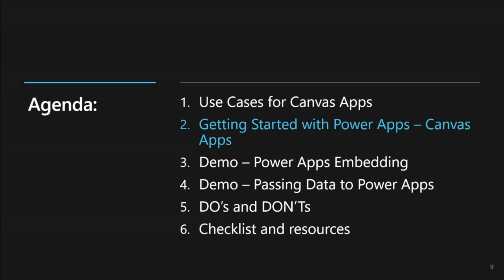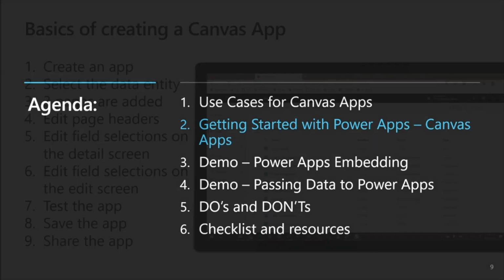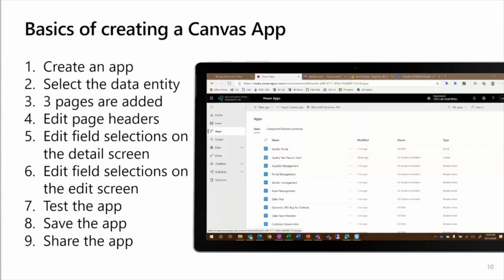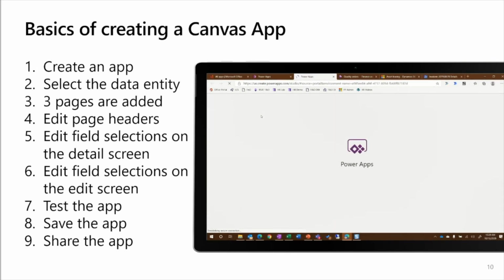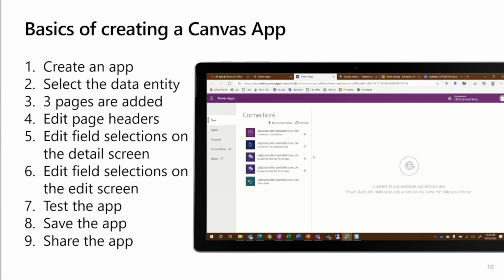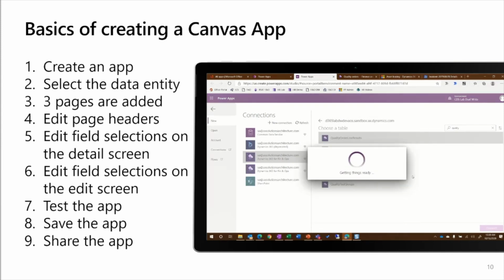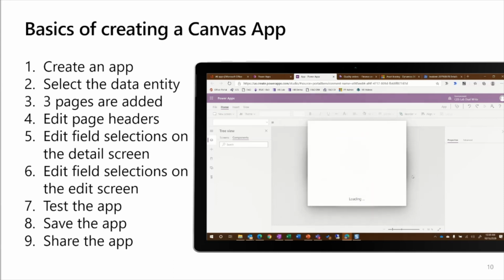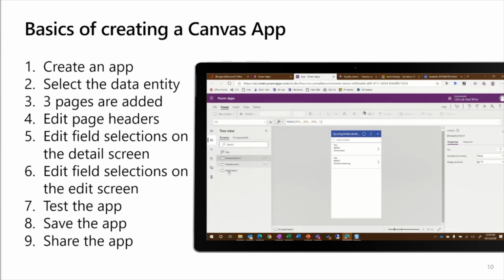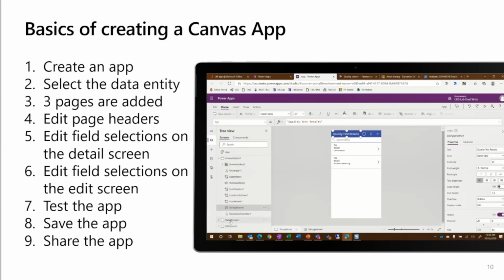So I want to dive into the aspects of how to get started with Power Apps. If you've never built a Canvas app before, it's a pretty simple process, and I'm going to start with a very simple demonstration. So I'm here in the Maker portal, and to create that app, you're going to click on New App. Then you need to choose a template. So in my case, I'm just choosing that I want to start from blank, and I'm selecting the environment and the data source. So for my example, I chose the quality order line test results. And you'll notice that it creates 3 pages for you automatically: a browse, a detail, and an edit screen.